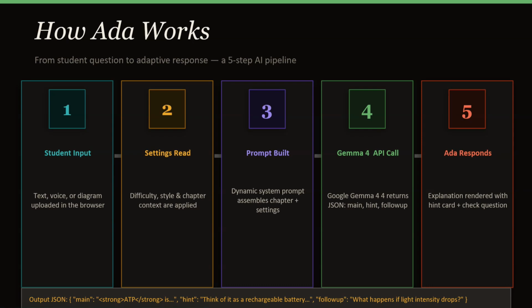Then you have the prompt build feature, which involves dynamic system prompts and the assembling of chapters and settings as well. Then you have the Gemma-4 API call. Google Gemma-4 returns JSON with main, hint, as well as follow-up. Then you have ADA responding, with the explanation rendered with a hint card, and of course the check question.